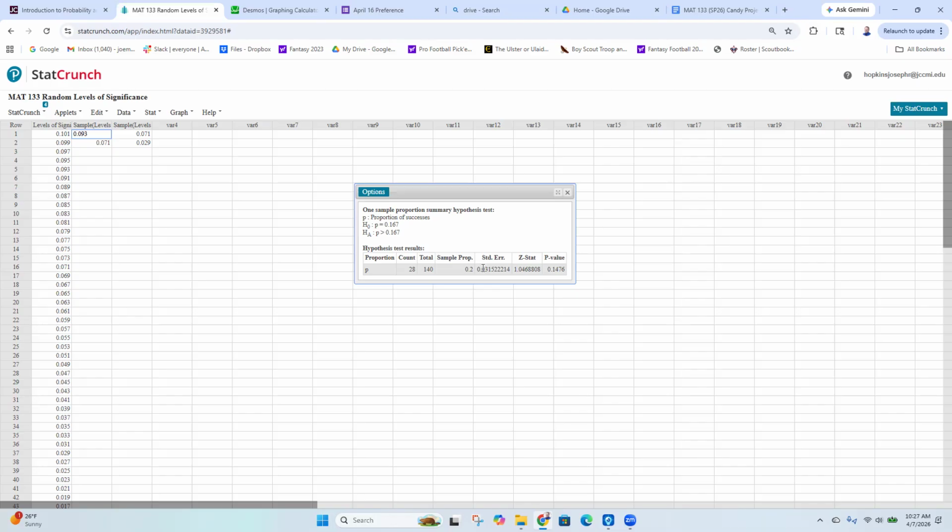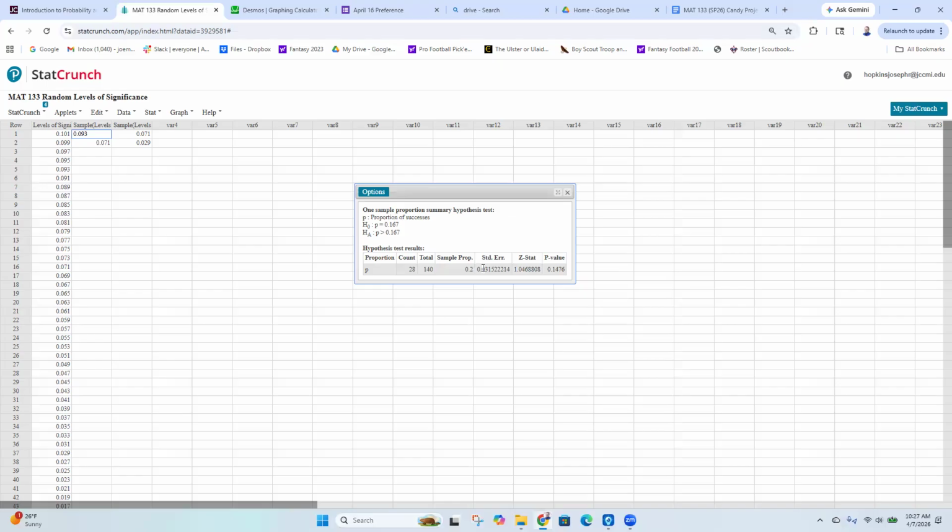My result was that there is not enough evidence to claim that more than one-sixth of all M&Ms are orange. And that's because I did have more orange than any of the other colors, but not like a crazy amount. If you had a crazy amount, then maybe you did reject the null and you say there is sufficient evidence to support the claim that more than one-sixth of all M&Ms are orange. But we know that's not actually the case.